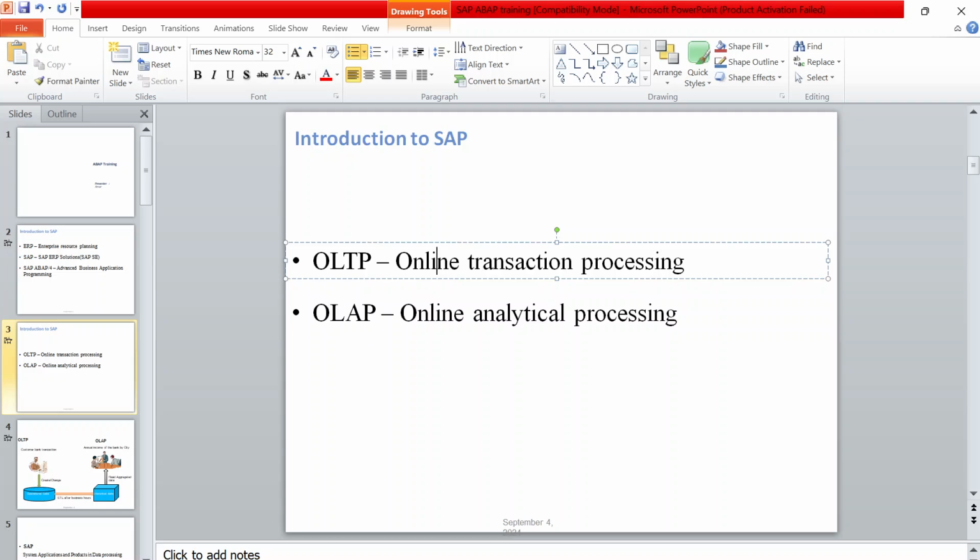Whenever you go to the bank cashier or bank clerk, they use one system to deposit or withdraw your amount. What type of system is it? It is an OLTP system. They create transactions in the system daily. What is the purpose of that system? Daily it will create transactions, withdrawals, deposits, everything.